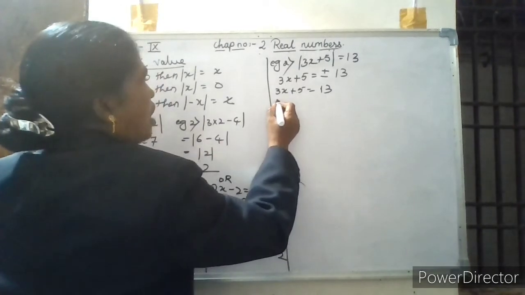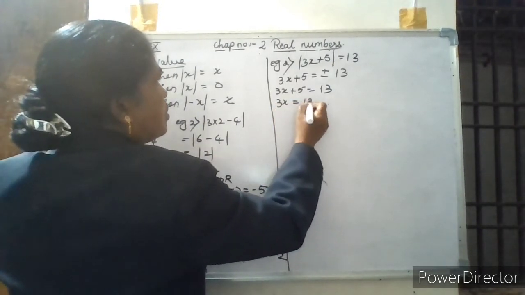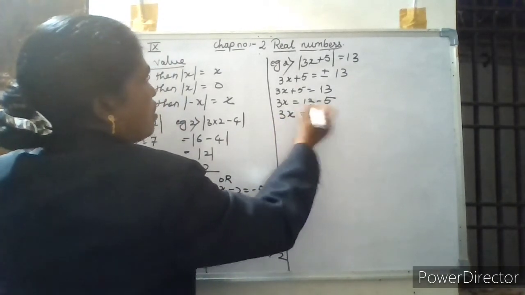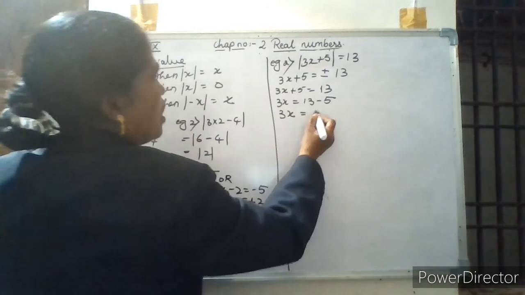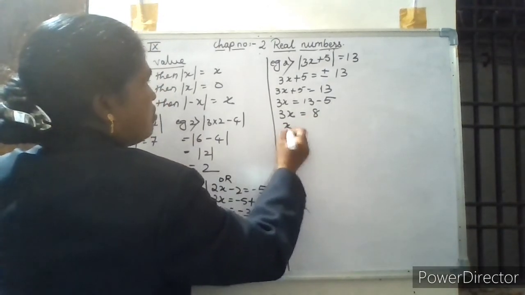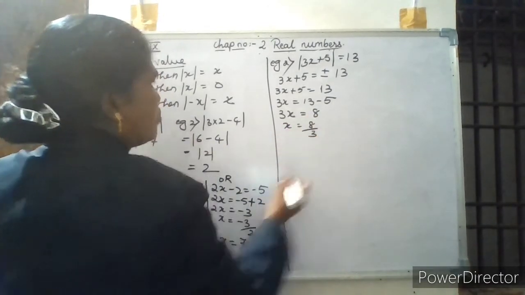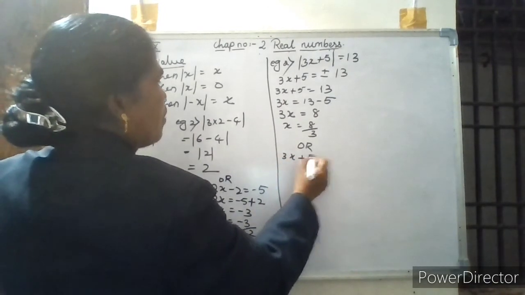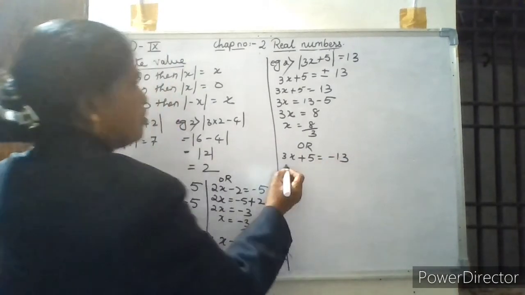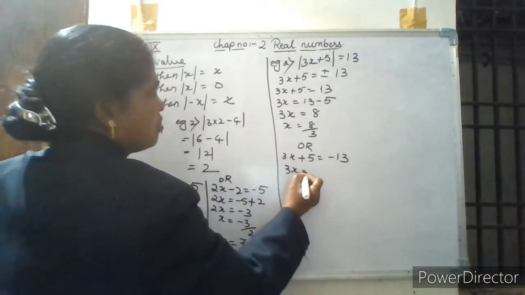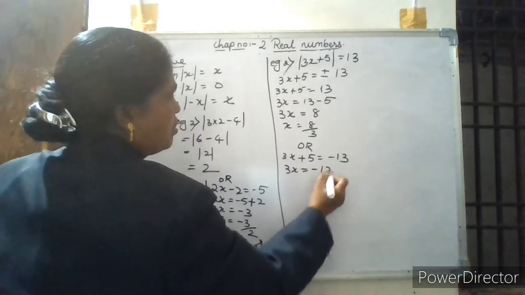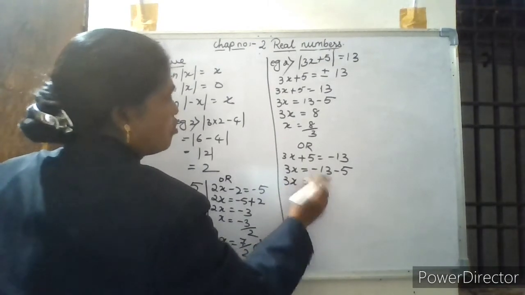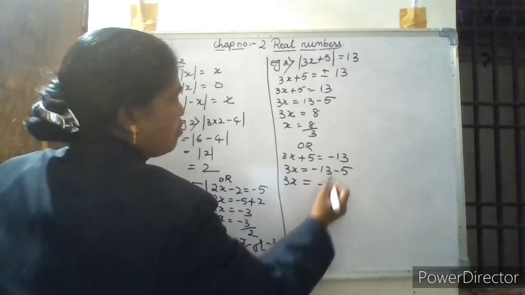3x is equal to 13 minus 5. So 3x will be equal to, as 13 minus 5 is 8, so x is equal to 8 by 3. Or 3x plus 5 equal to minus 13. So 3x is equal to minus 13 minus 5. So 3x is equal to, both the signs are same, add and put the same sign, so it will be minus 18.